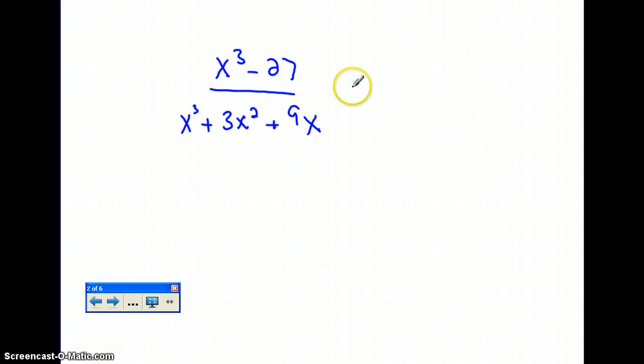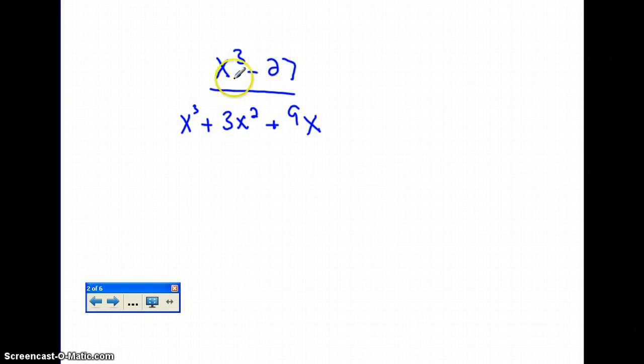And what we have here is a cubic equation over a cubic. And what we want to do is try to simplify this. So I cannot just cancel those two out. I can't cancel them out because they're not being multiplied by anything. They're being added or subtracted from something. So I can't cancel something unless it's been multiplied out or divided out. So what we want to do is be able to factor these two expressions.